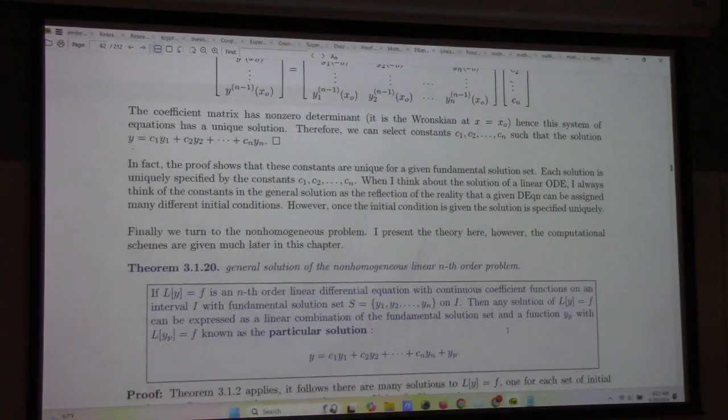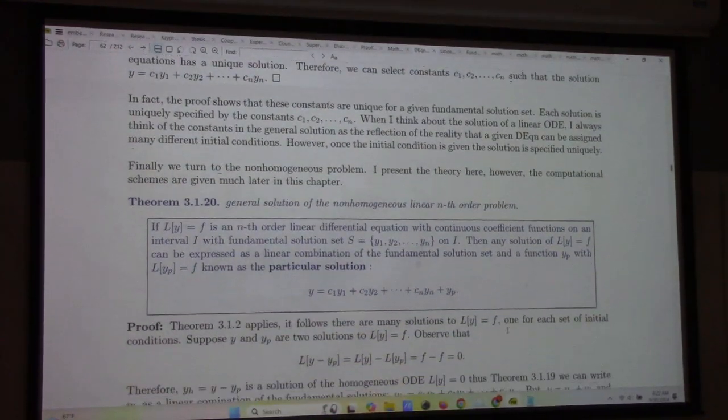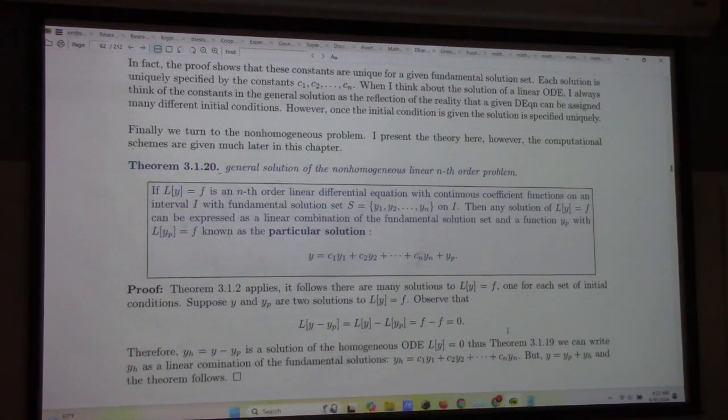And then finally, my last bit of theory for today, and then I'm going to put this projector away for today at least.